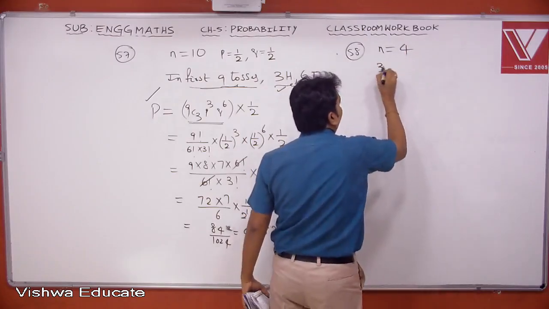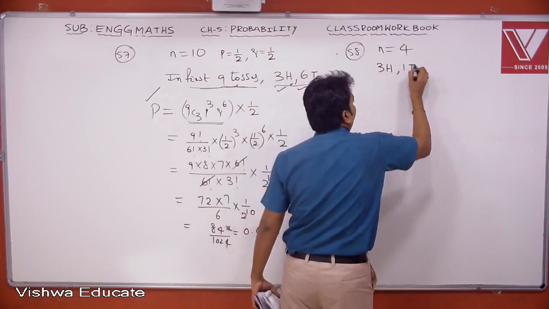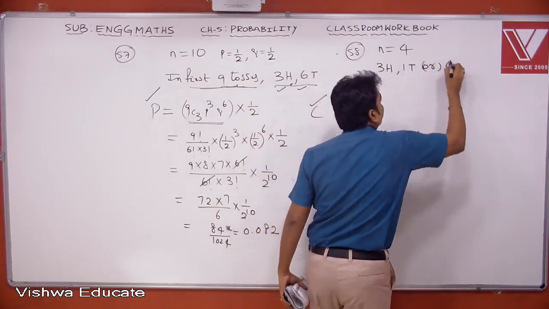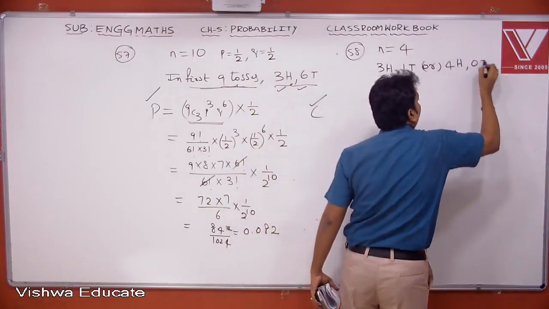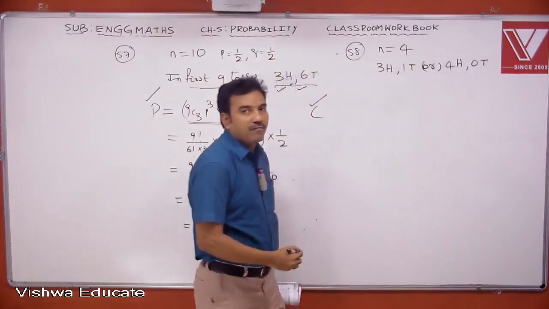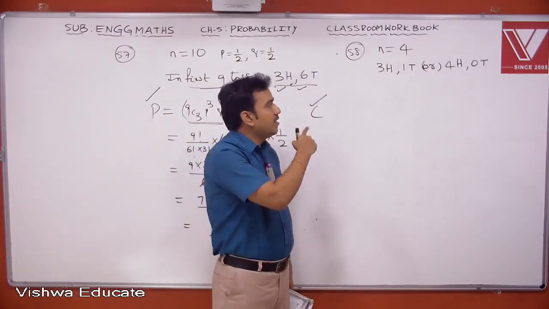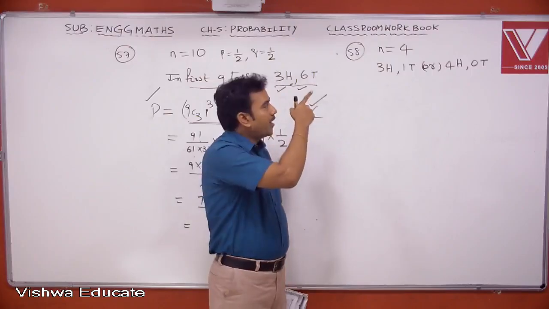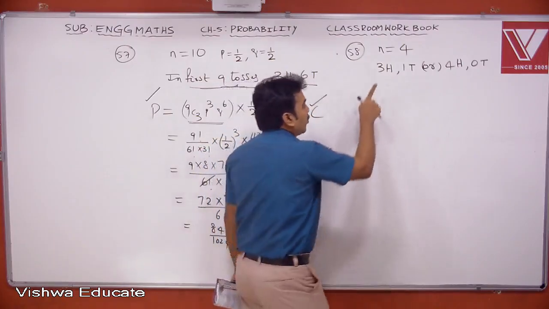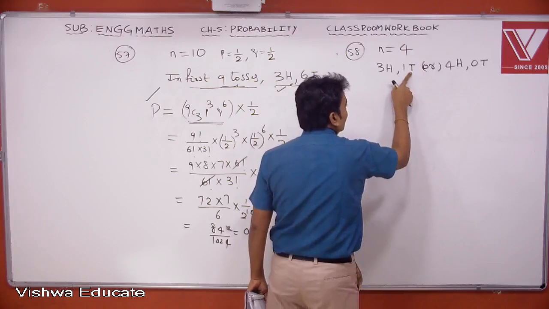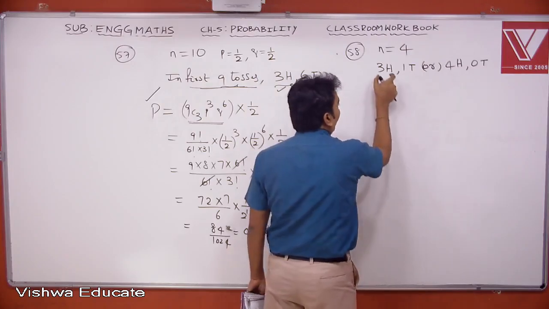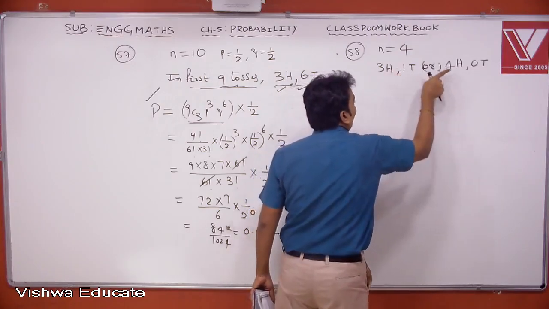So the possible cases are 3 heads, 1 tail, or all heads, that is 4 heads, 0 tails. So for the probability of the event that the number of heads is greater than the number of tails, the coin is tossed exactly 4 times, so head count must be greater than tail count. There are 2 possible cases: one is 3 heads, 1 tail, or all heads.